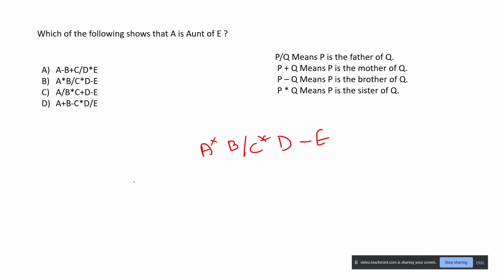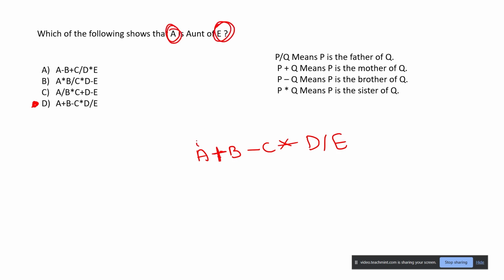So instead of going with B, first of all, I will go with D, so you will get a better idea. Let's go with D because this is the wrong answer. So I'm going to take D first. A plus B minus C into D by E. Now see, what is the first one? Plus. We're starting at plus because I want to find out the relation between A and E. So we have to add all the numbers in between A and E.